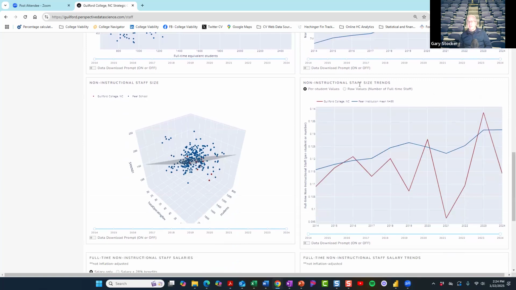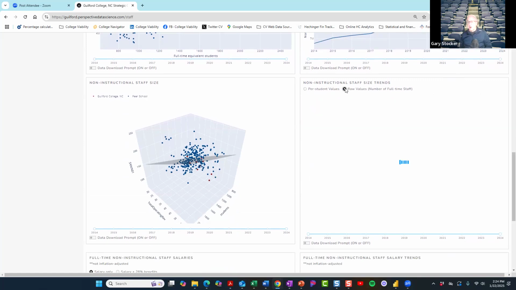We scroll down and we look at staff sizes. And again, we can look at it per student, which is a more standard comparison. And our demo college has been consistently below the peer group. Again, the demo college is red, the peer group is blue. We can also look at the raw numbers.